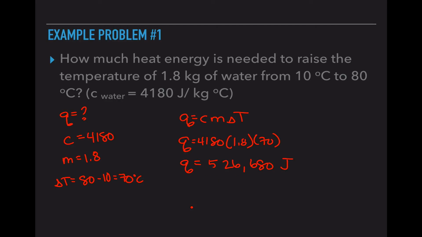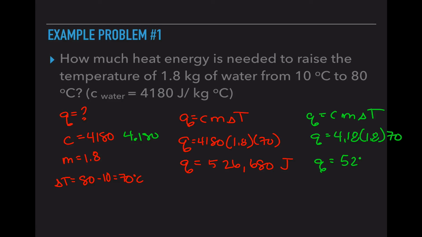Our other option is we could take the same information and instead of using 4,180, we could use 4.18, and that would just change Q equals Cm delta T. Q equals 4.18 times 1.8 times 70, and Q would now be 526.68 kilojoules. So notice the numerical values are the same when we multiply those through.